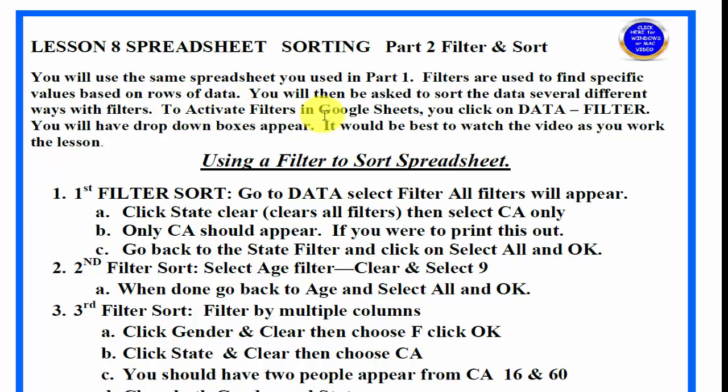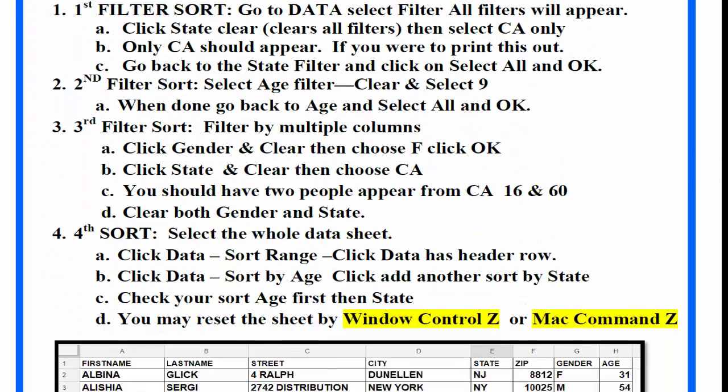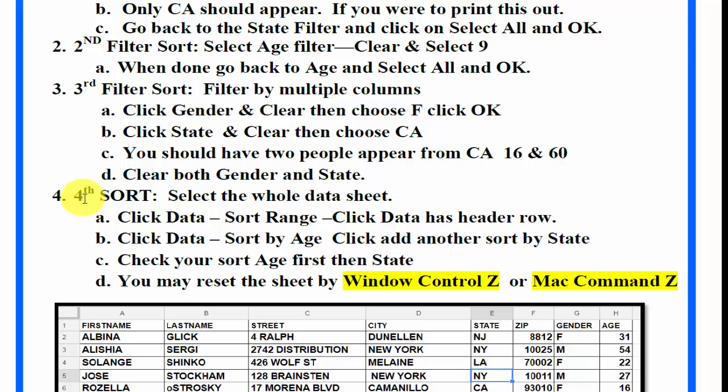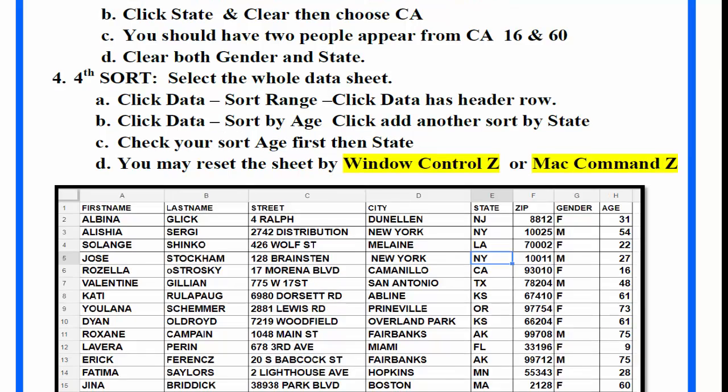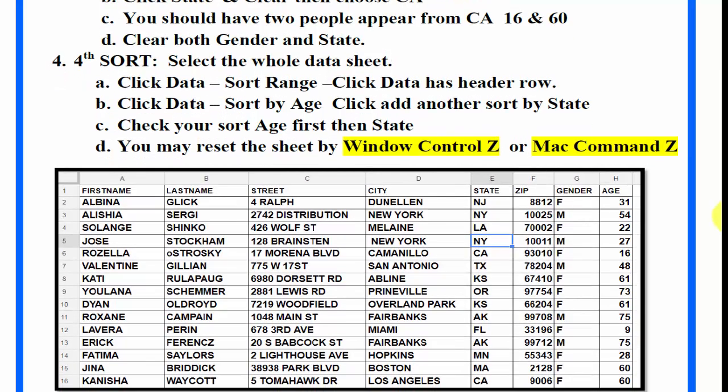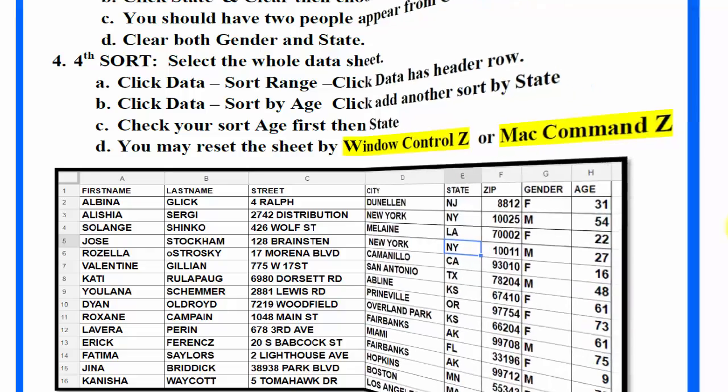To activate filters in Google Sheets, you click on Data, Filter, and you will have drop boxes appear on the spreadsheet. It would be best to watch the video and see how this works for this lesson. You'll notice that we have sorting for 1, 2, 3 for filters, and then we have the old sort, just so we don't forget how to do it, for number 4. Okay, with no further ado, let's go ahead and see how this works.